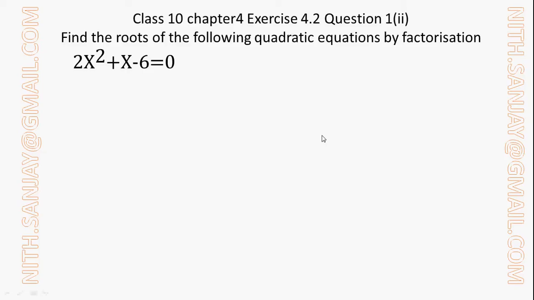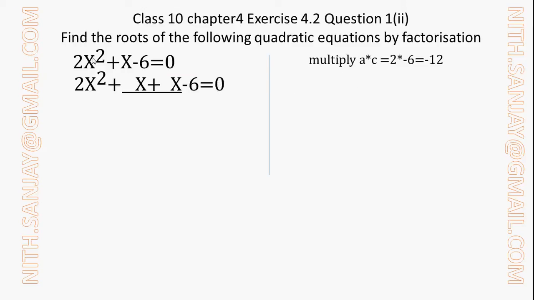So this question is: find the roots of the following quadratic equation by factorization. The equation given is 2x square plus x minus 6 is equal to 0. In factorization, what we do is we divide the middle term x into two terms, and then we take a common factor from the first two terms and one from the last two terms, and then we solve this equation.